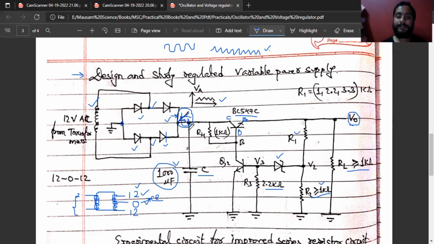Now what is to be measured? From the input voltage we measure the DC input with the help of a multimeter, and some ripple can be seen. This ripple must be measured with the help of an oscilloscope, and the same thing we'll measure from the output terminal. That is, the DC voltage should be taken with the help of a multimeter, and we need to see whether there is still some ripple or not.